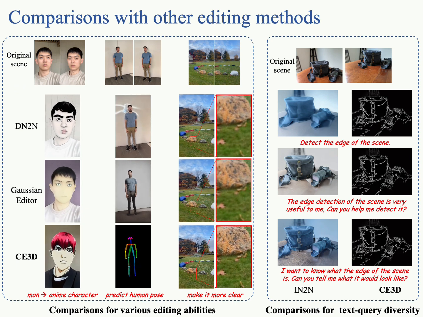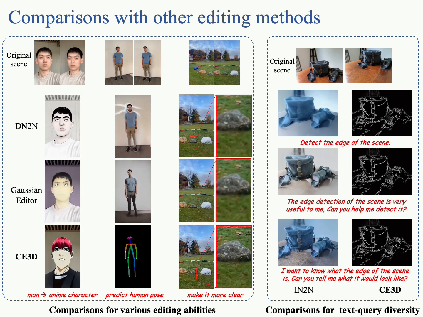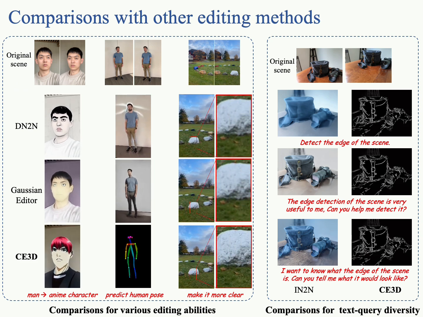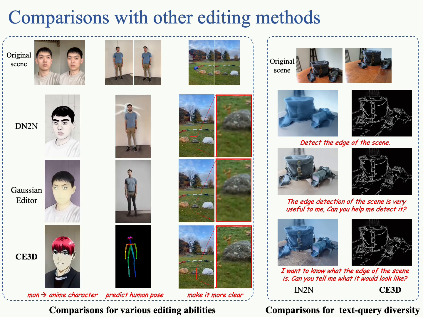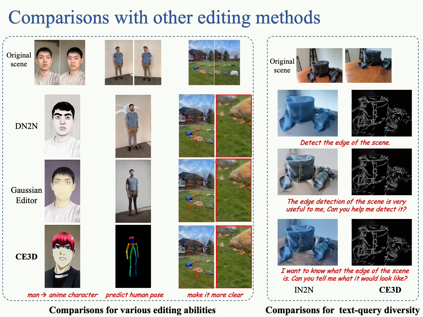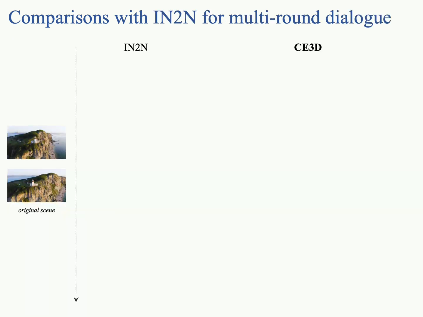For various editing abilities, state-of-the-art methods show limited editing performance. In contrast, the proposed CE3D offers facile compatibility with various 2D visual models, thereby enabling diverse editing functionalities. For different text queries, IN2N produces notably varied results when the accompanying text varies, while CE3D possesses stability in the editing outcomes. Here we show comparisons with IN2N for multi-round dialogue.